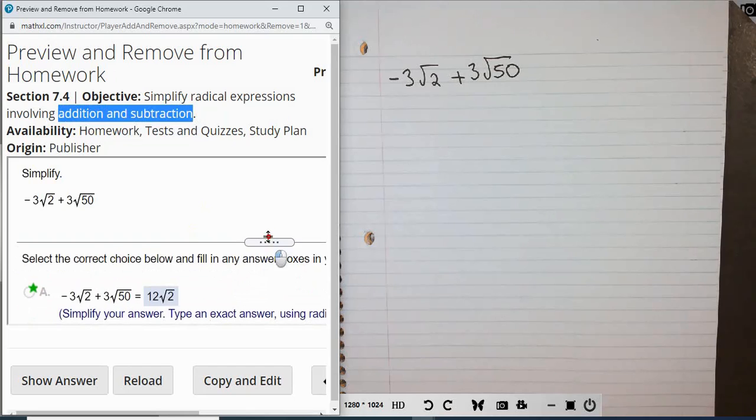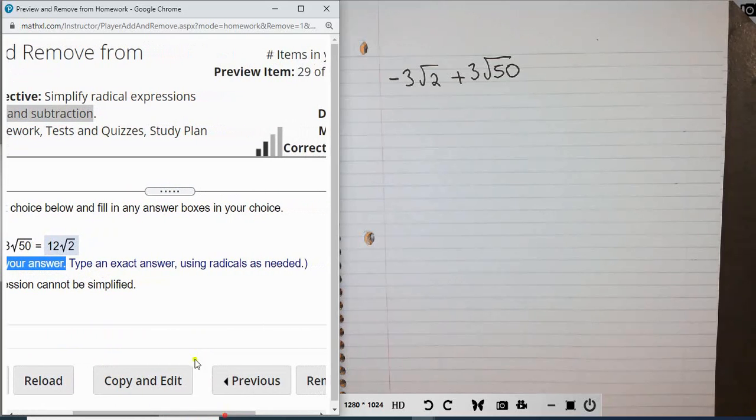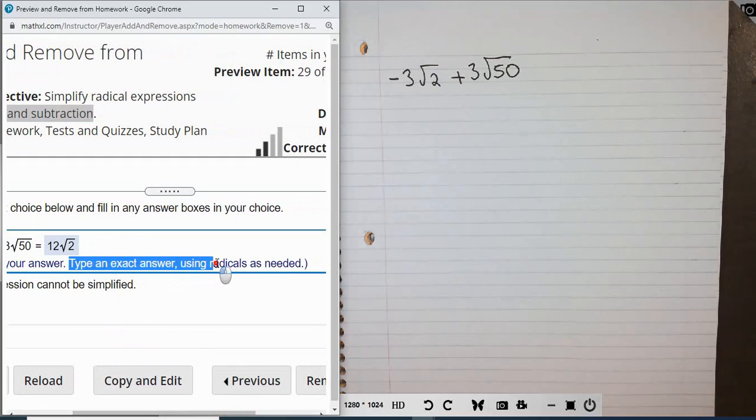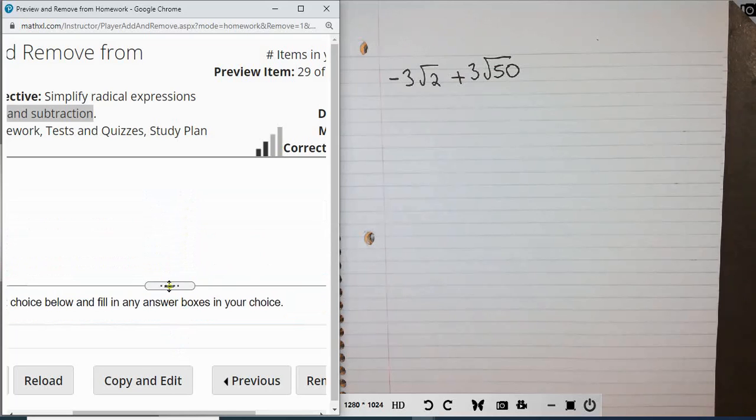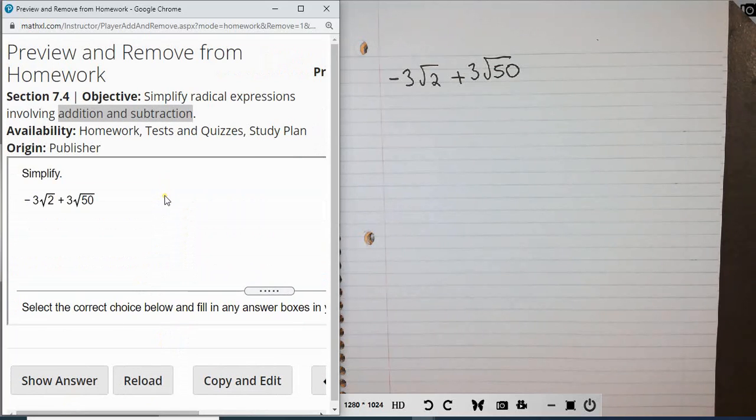But probably the best place to start is to look at how our answer should be represented. One, it should be simplified. And then two, we must type an exact answer using radicals as needed. Okay. So sometimes when I've seen students come across this one, they will just type this operation into their calculator, and then they write in whatever the calculator spits out.